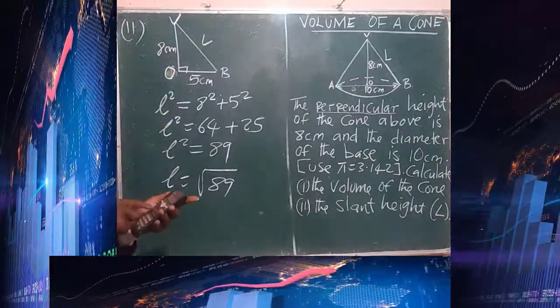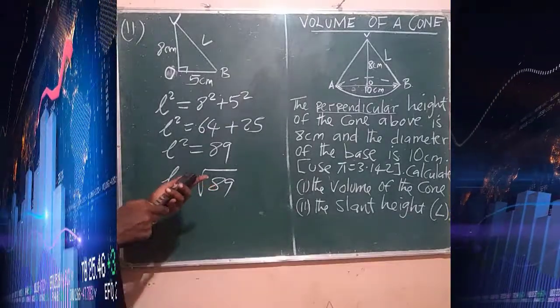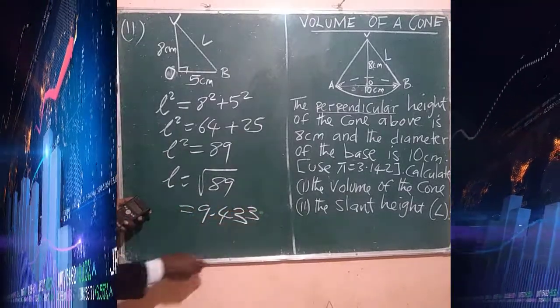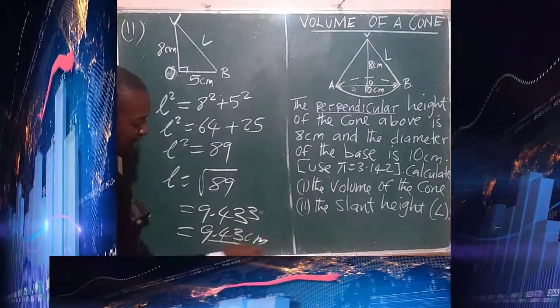Back to our calculator, the square root of 89 is 9.433, which when we round off will just be 9.43 centimeters.